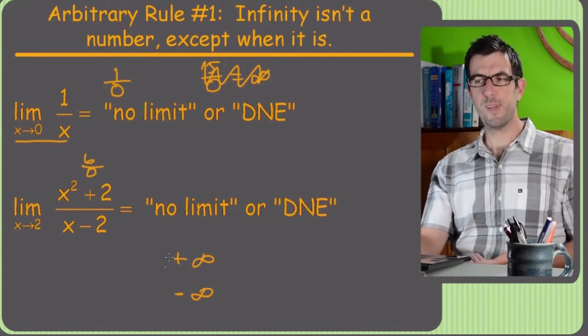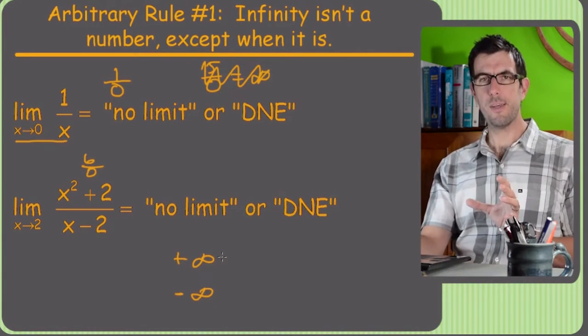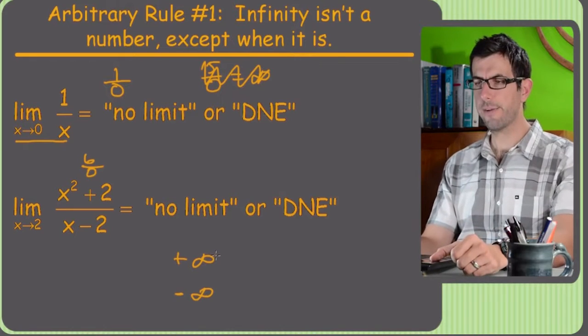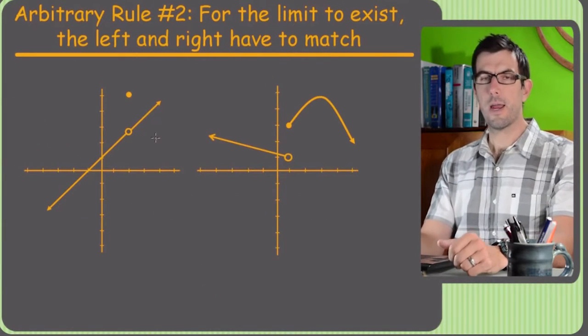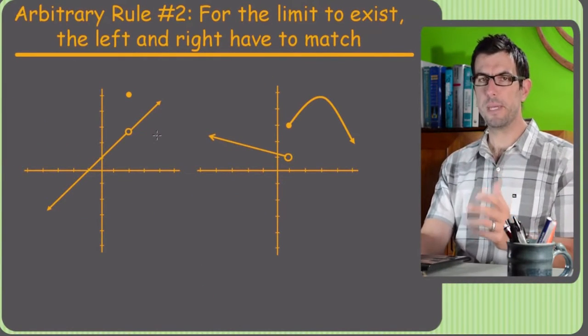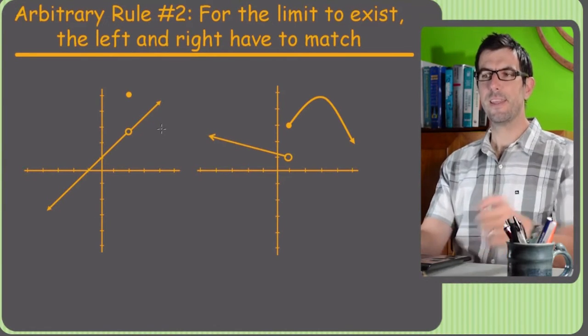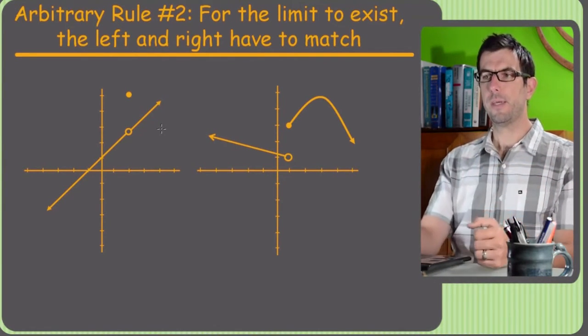And that's what this plus infinity minus infinity business is. But still, the limit does not exist if you're dividing by 0, ipso facto. All right, arbitrary rule number 2, and it's the one we've already beat a little bit over the head in the previous video, which is the left and right have to match.